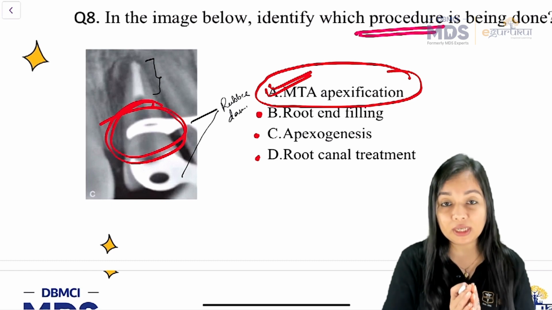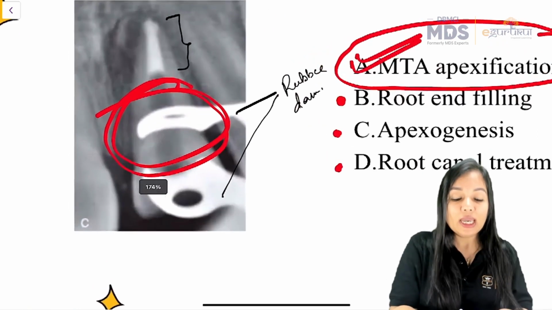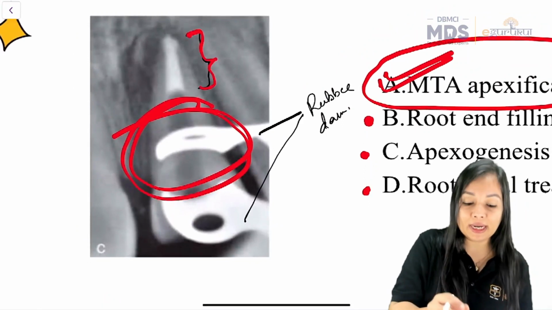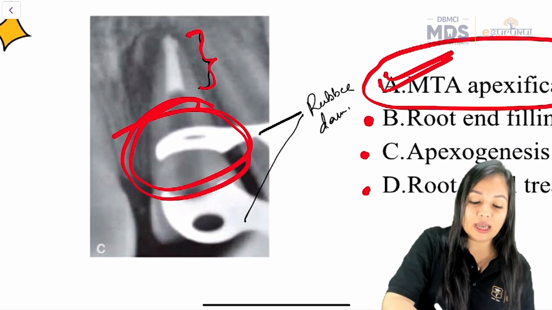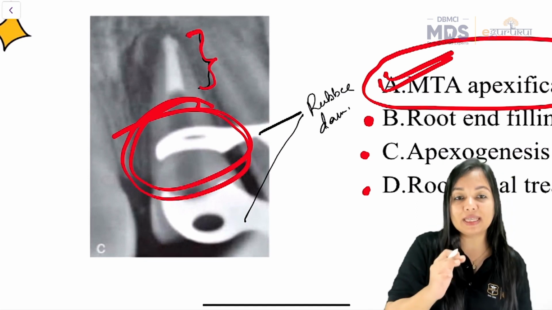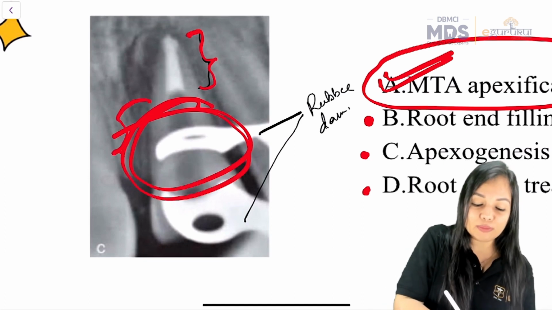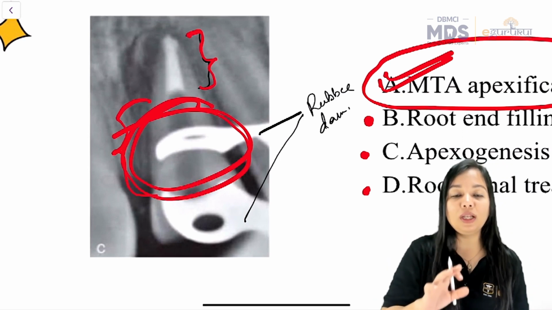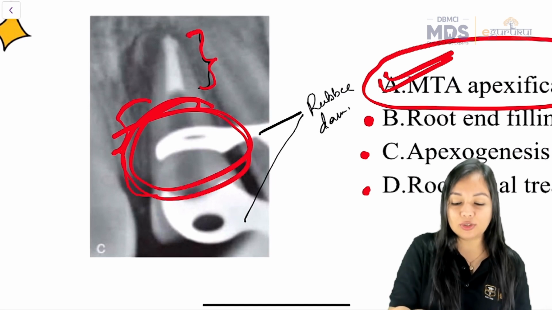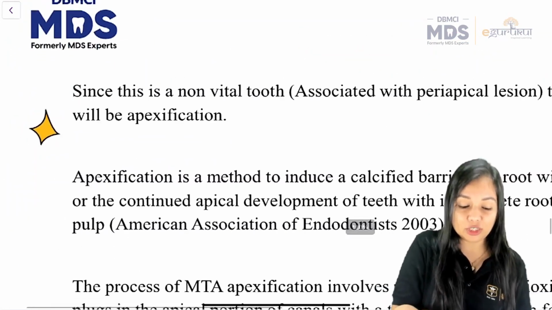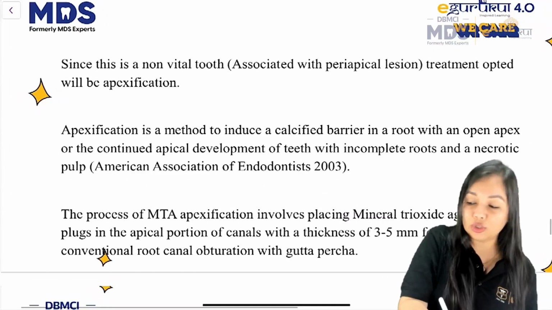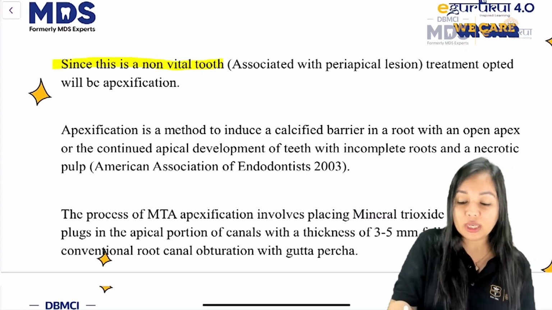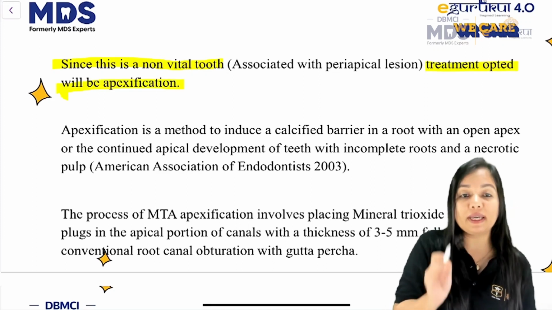So this is an MTA apexification procedure. In this canal, they have placed MTA at the apical end, so that the apex gets sealed, and in this much area now they are going to put gutta percha, or a normal obturating material. So this is an MTA apexification. Since the tooth is a non-vital tooth, the treatment opted will be apexification.